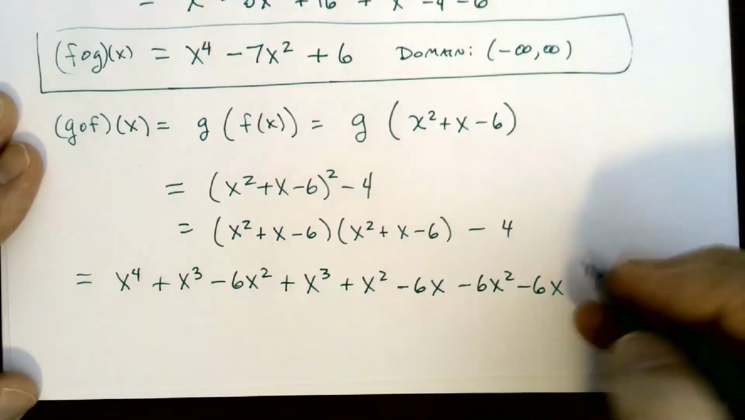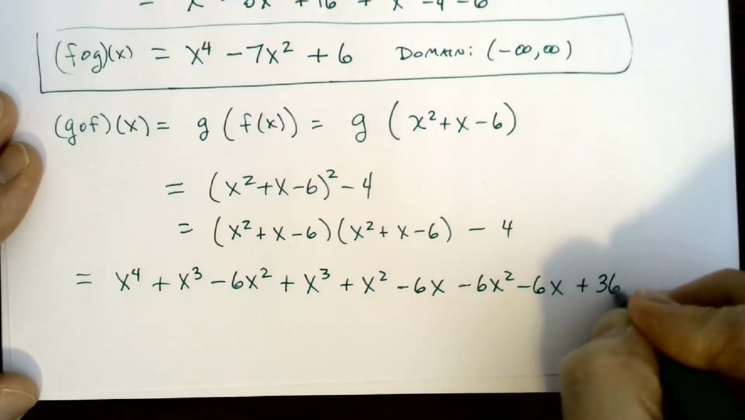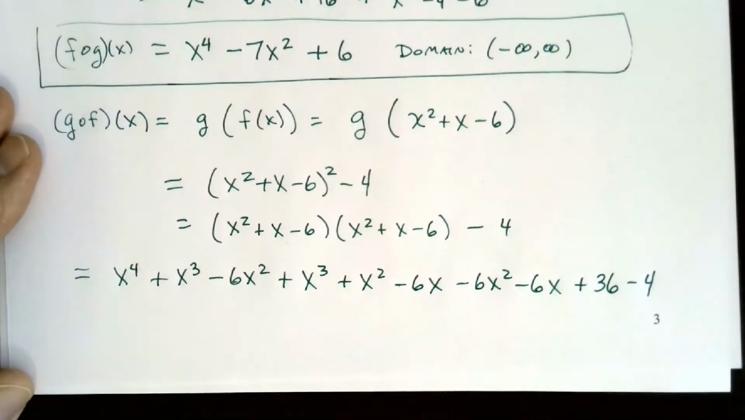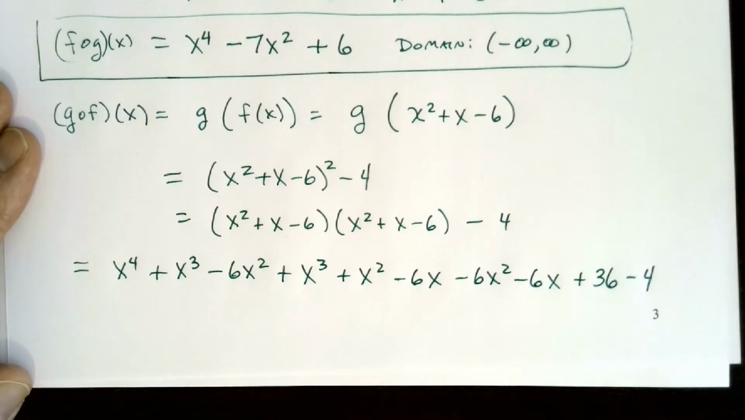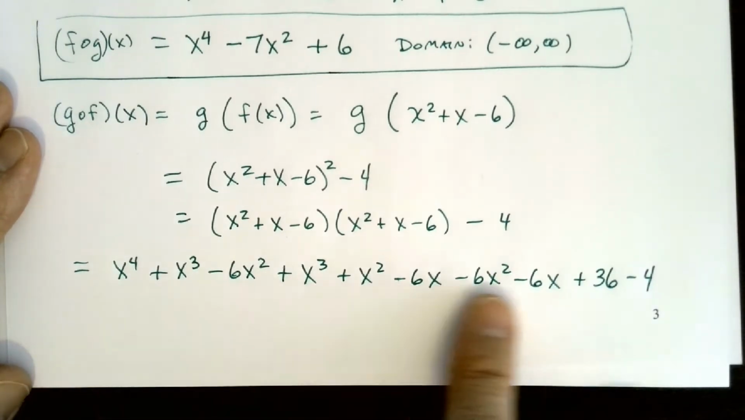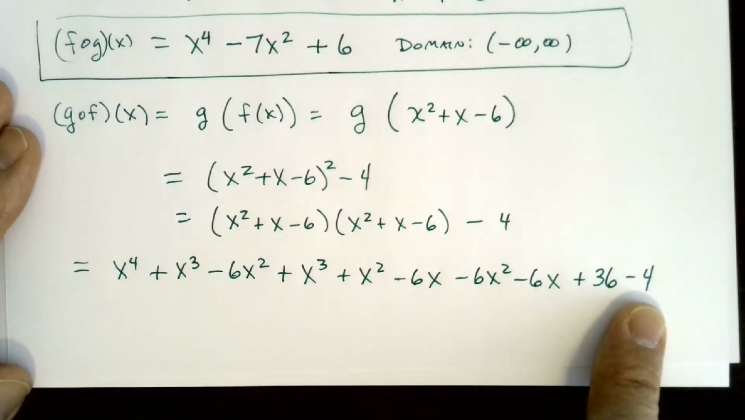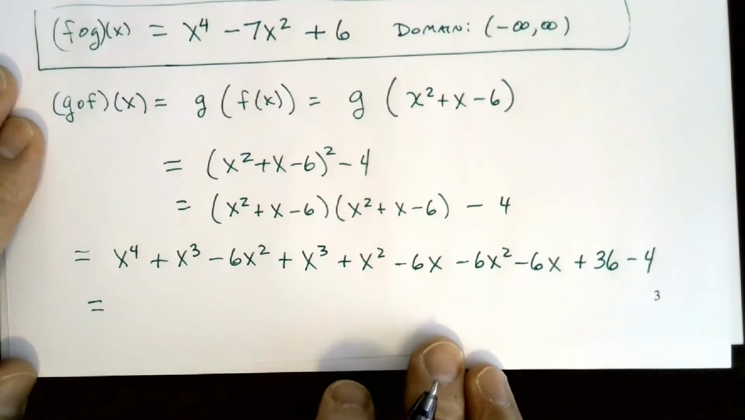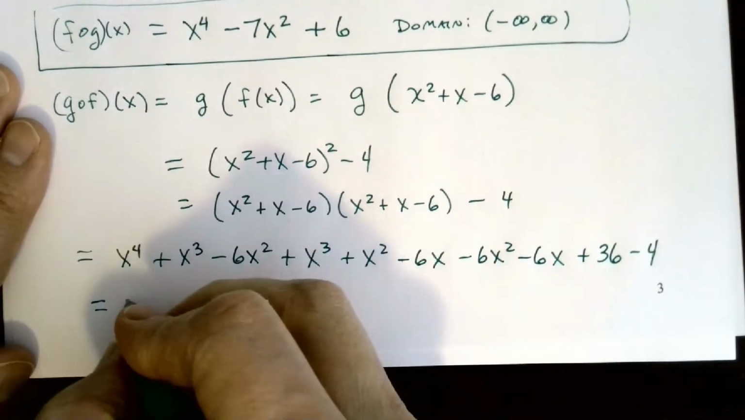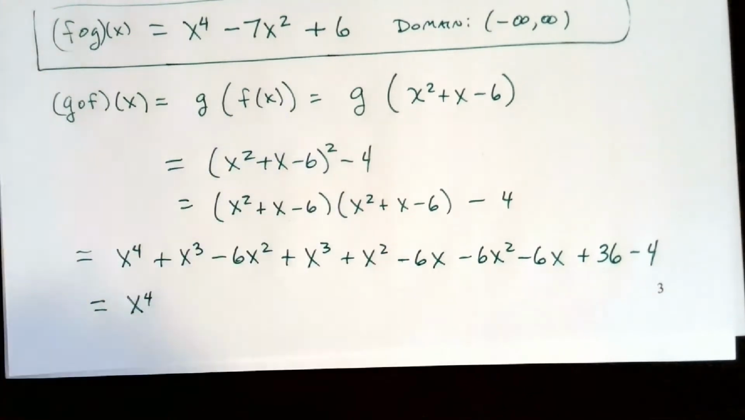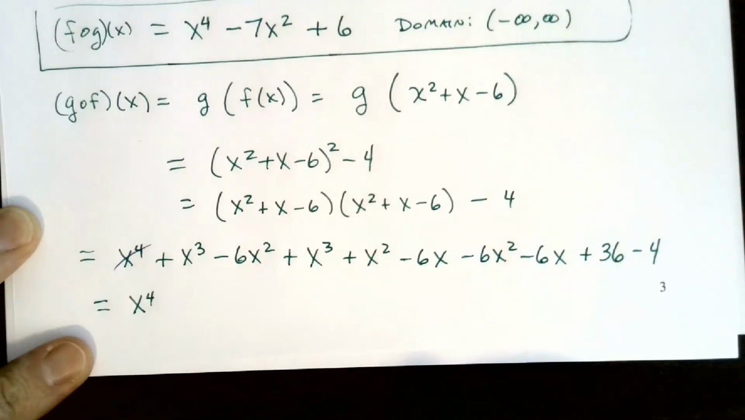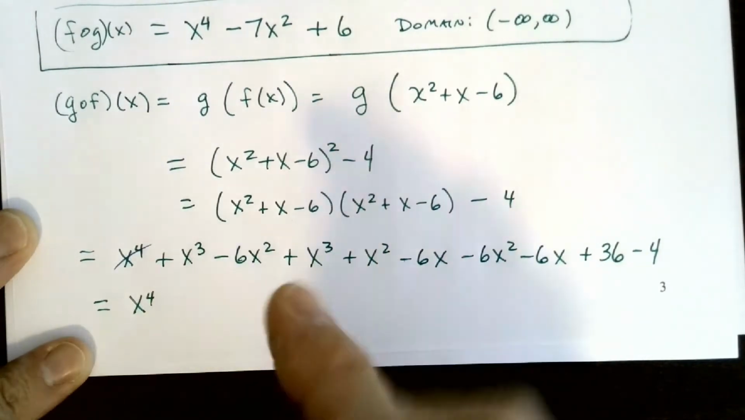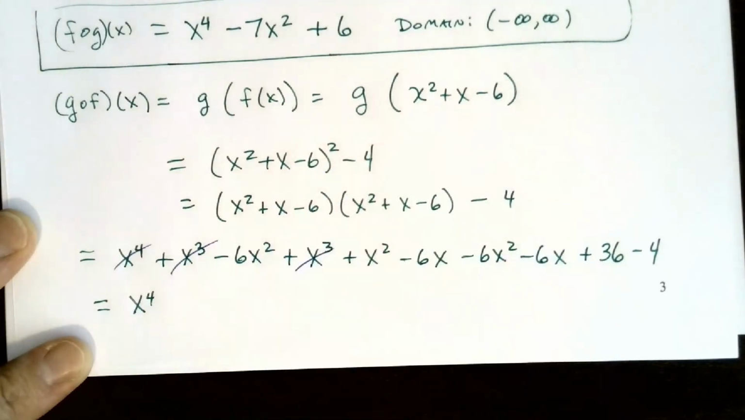Negative 6 times negative 6, positive 36. Whew. That's a lot of stuff to write out, so be careful, a lot to keep track of. Right. And then combine like terms. I might want to just lightly cross out as I'm going here, just to keep track of things, right? What about my x cubed terms? I've got x cubed plus x cubed, that's a total of 2x cubed.